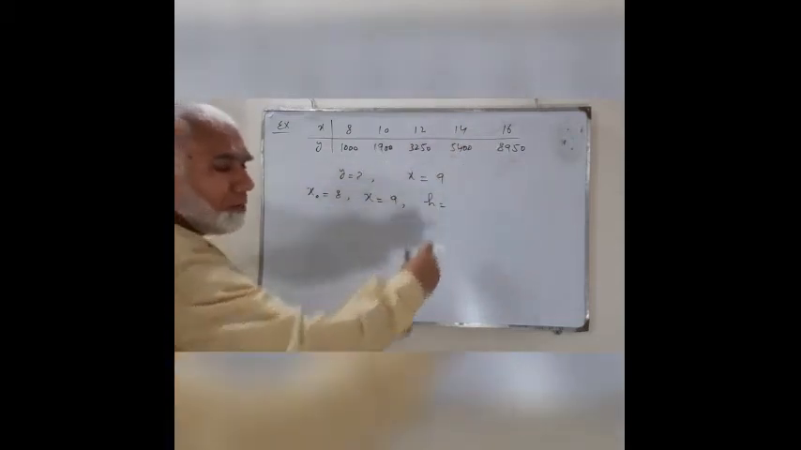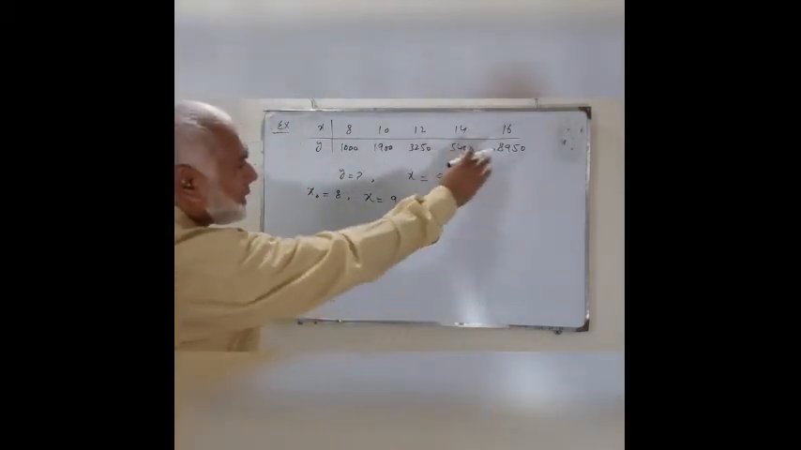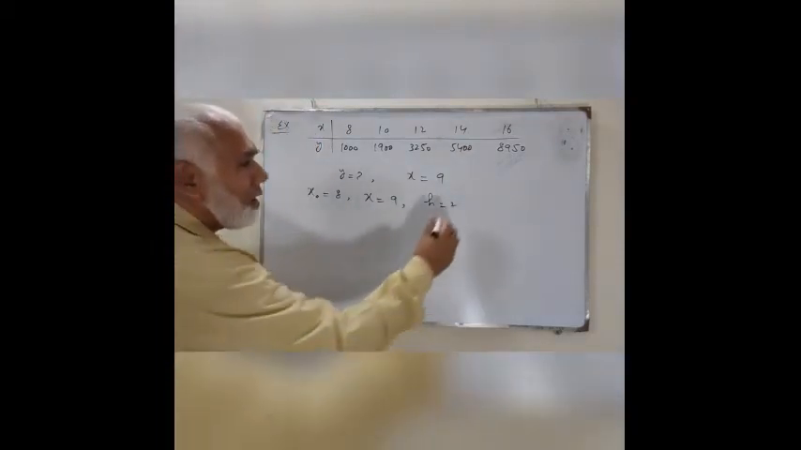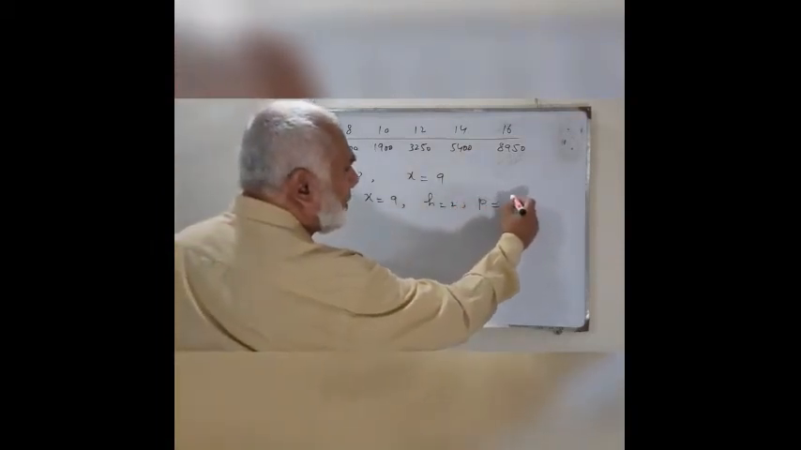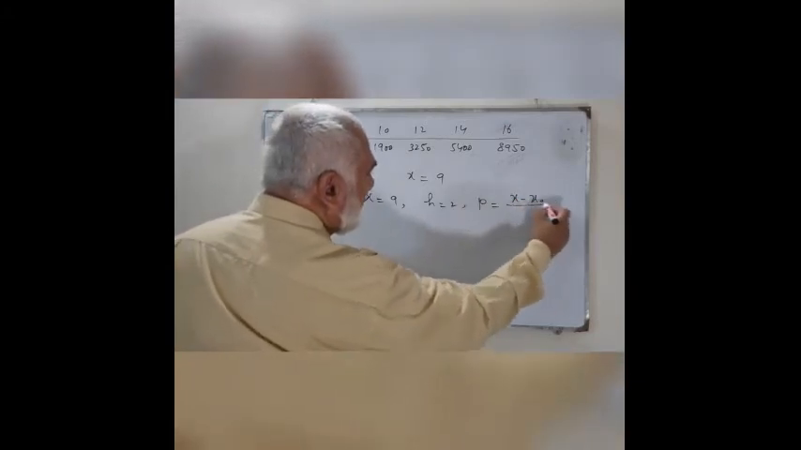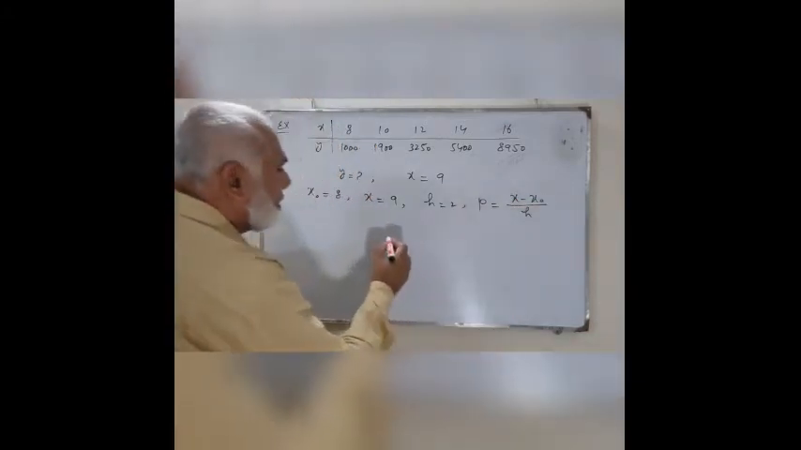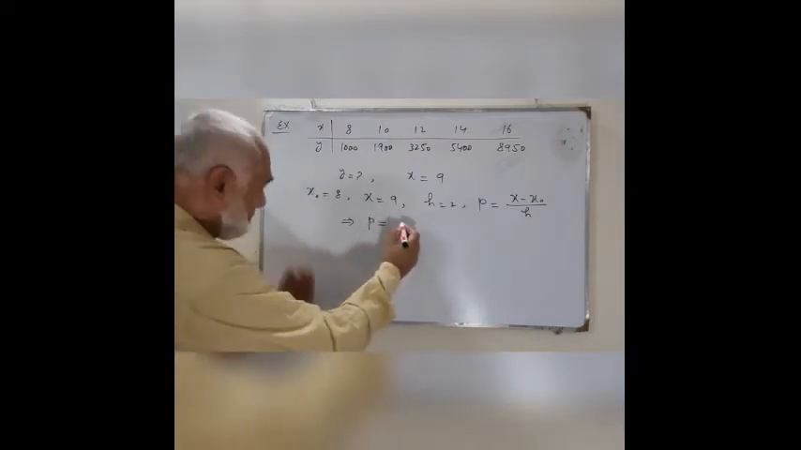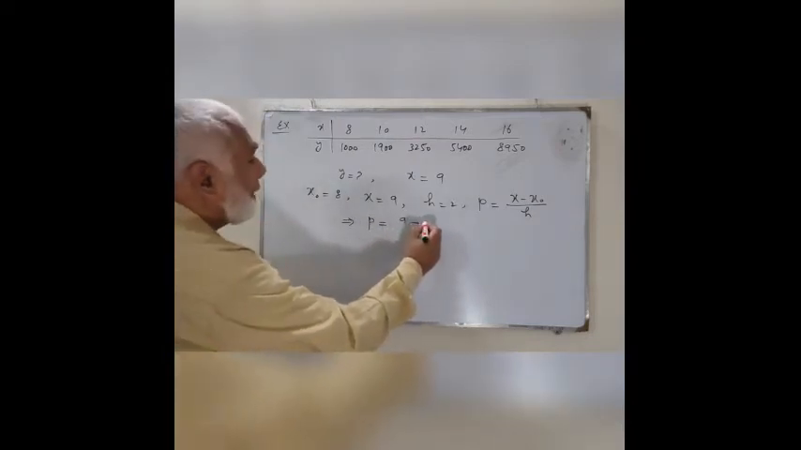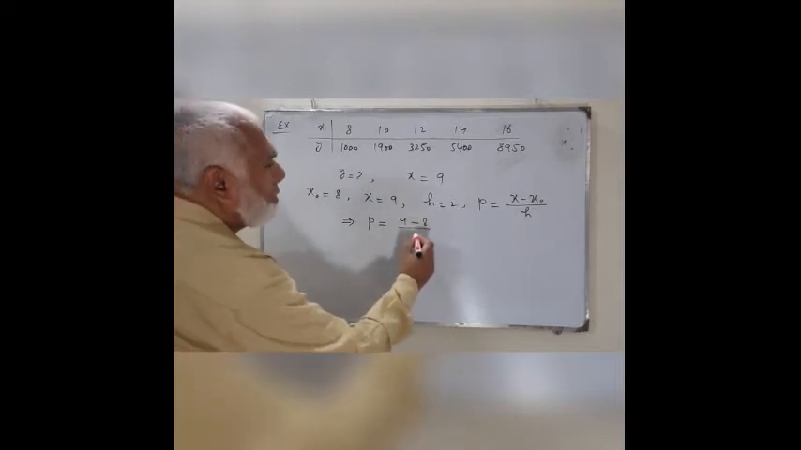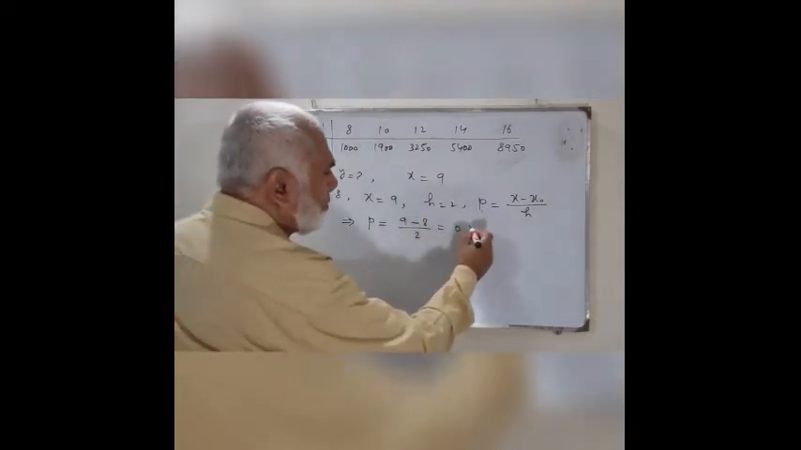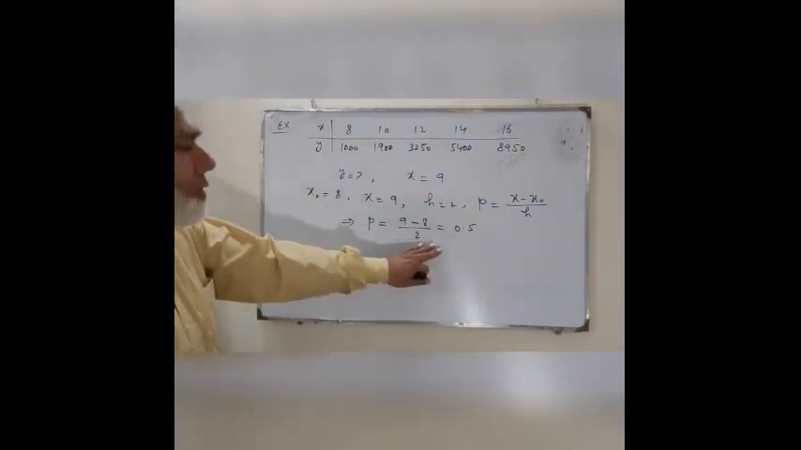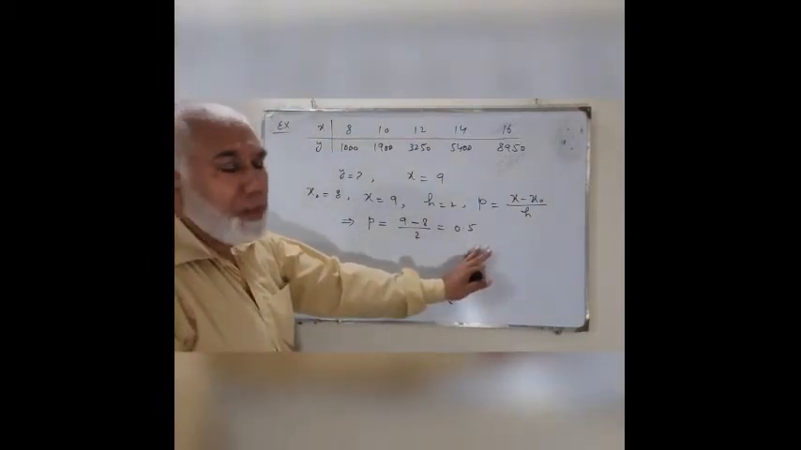The corresponding distance between any two consecutive points, h, is equal to 2. Now from here we can calculate P. The formula to calculate P is (x minus x0) over h. So here we can write P equals (9 minus 8) over 2. This gives you 0.5. Now you can see we got the value of P.